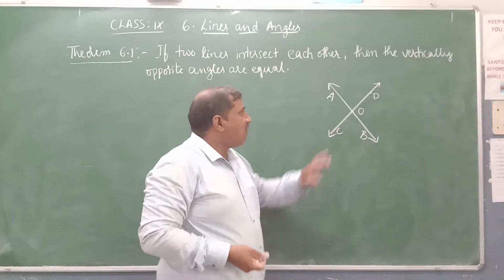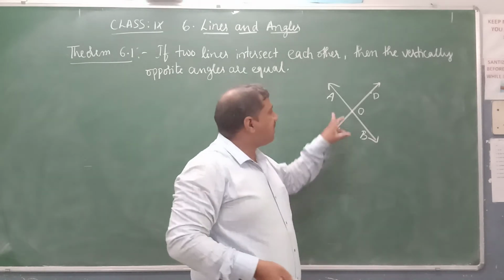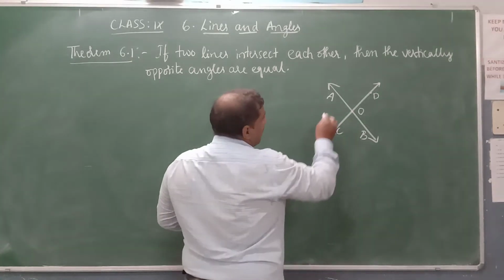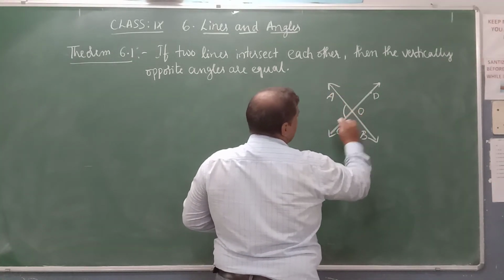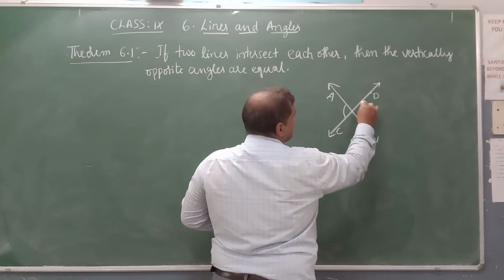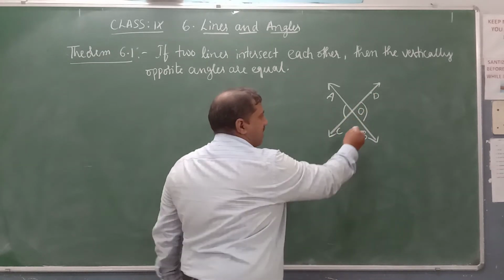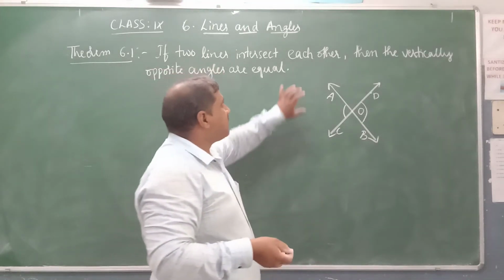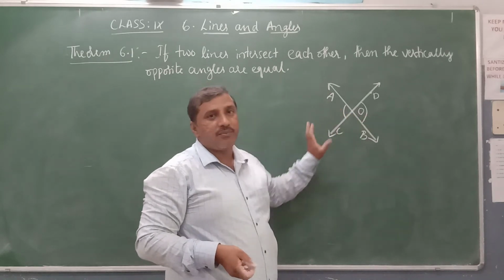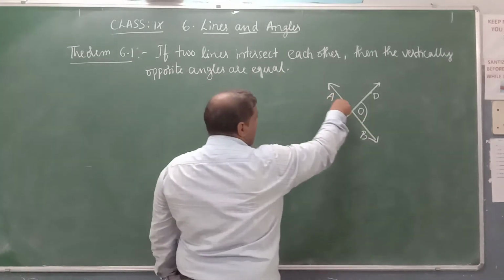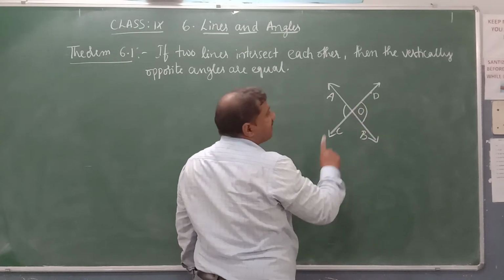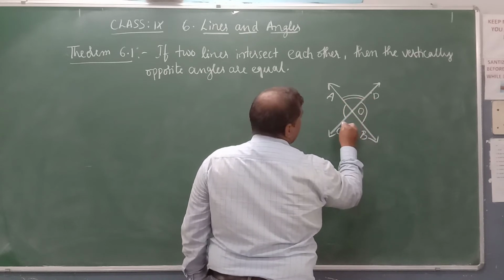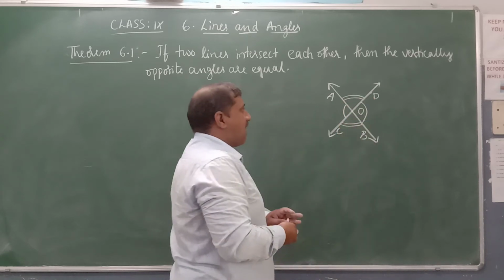When two lines intersect each other, there are two pairs of opposite angles. That is angle AOC and angle BOD, both opposite to each other, and we call these vertically opposite angles. This statement says that this pair of vertically opposite angles are equal, that is angle AOC and angle BOD. Similarly, angle AOD and angle BOC, this pair is also equal. Their measures are equal.